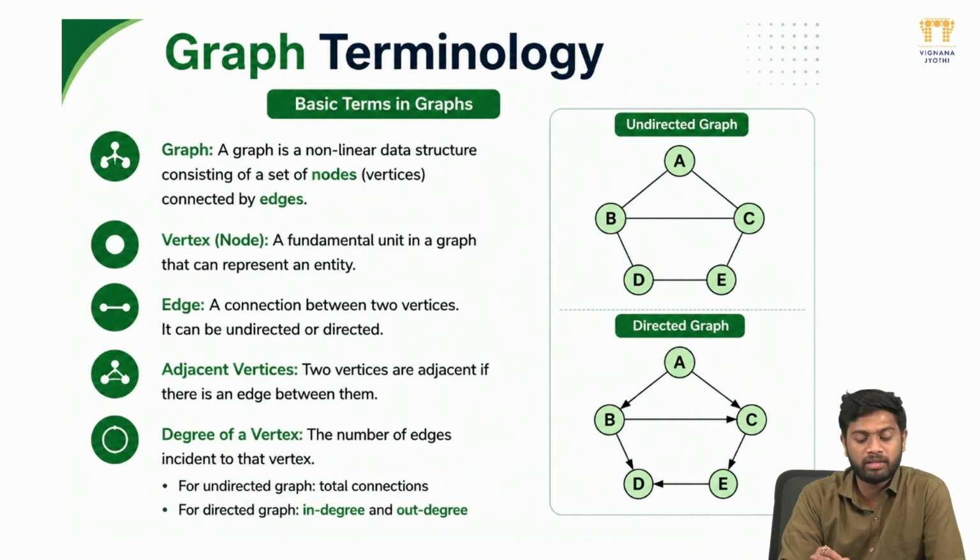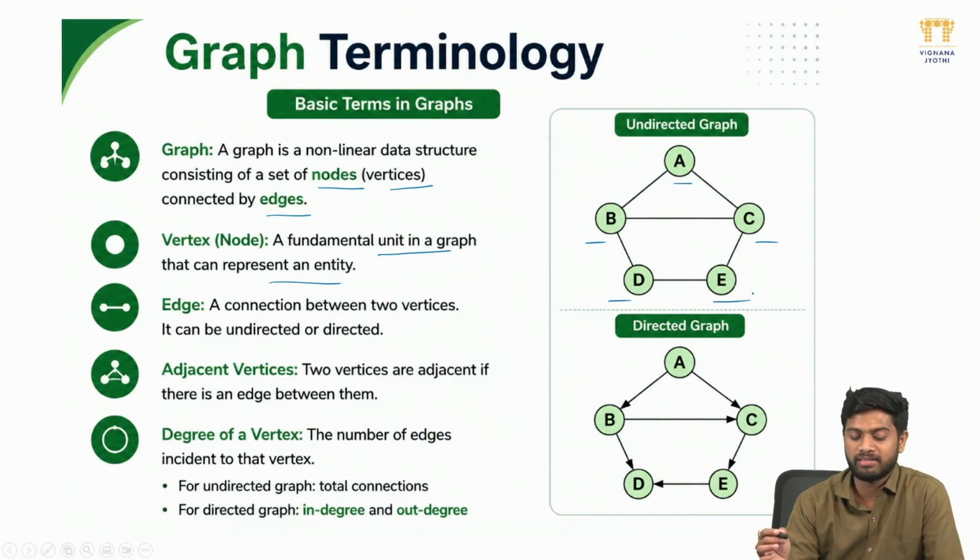A graph consists of nodes, which can also be called vertices, and those nodes are connected with another node with the help of an edge. So a vertex is the fundamental unit of a graph which can represent an entity. Like this A, B, C, D, that might be anything that defines something about this particular graph. An edge is used to connect adjacent vertices, the two vertices which are adjacent to each other. Degree of a vertex means the total number of edges incident to that particular vertex.